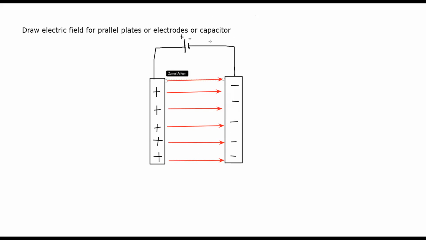Near the edge, a bit curved, but between the plates, it should be parallel. If I place a proton here, which direction will it move? Right or left? Proton. Left. I mean right. Towards the negative. So the proton will move towards the right.